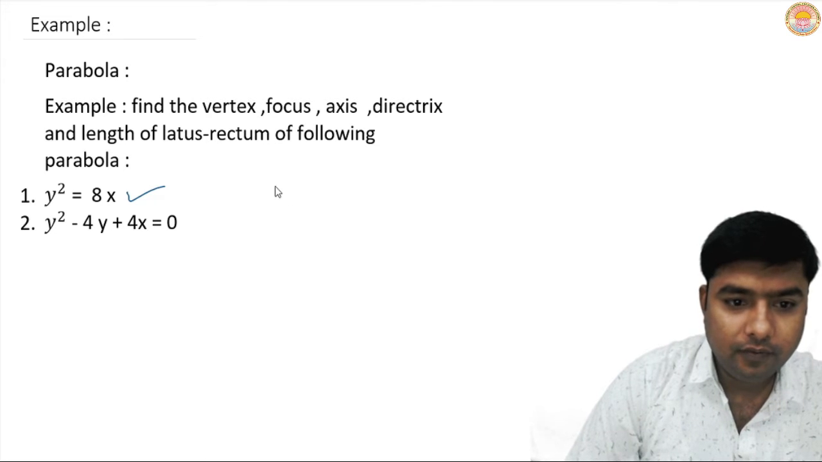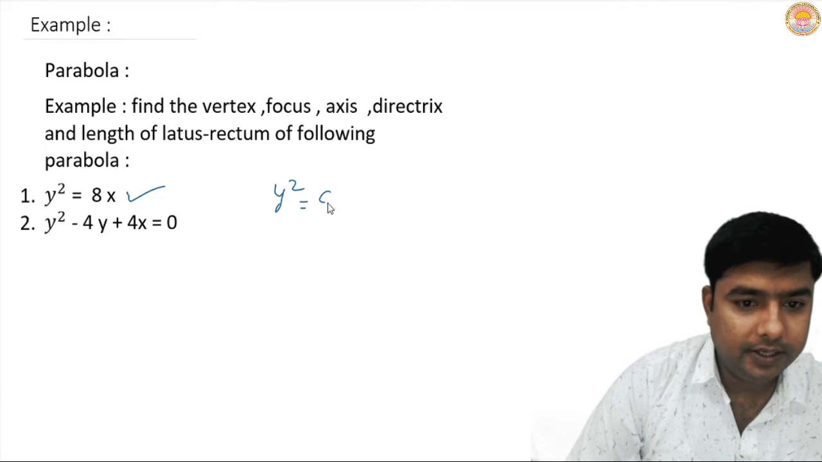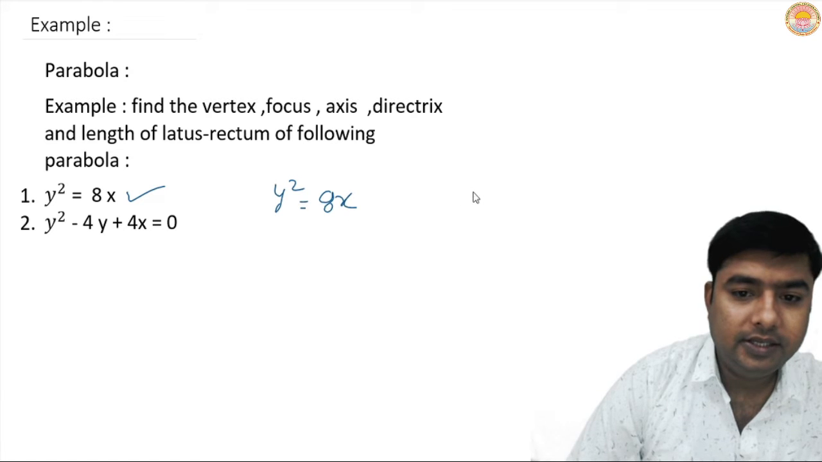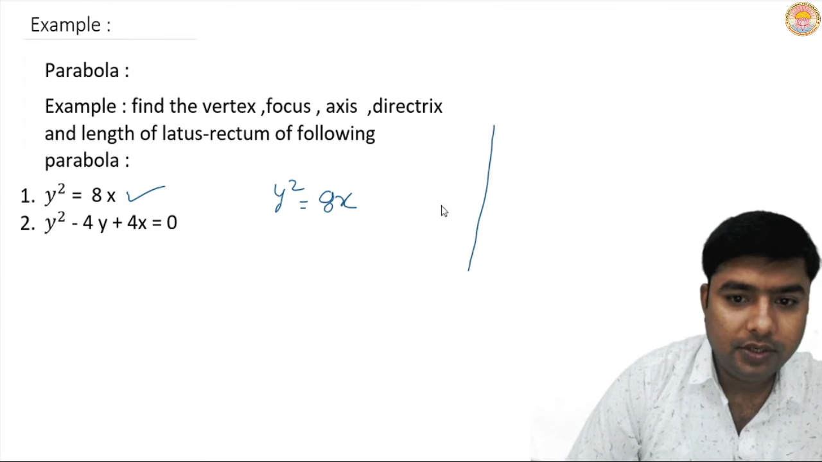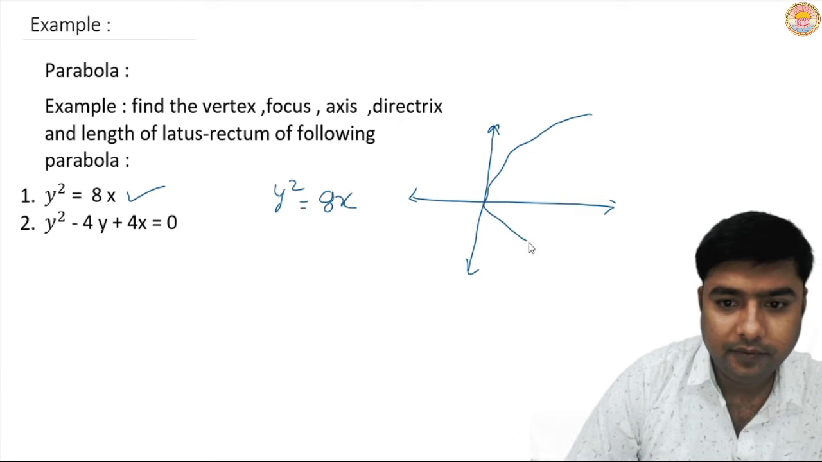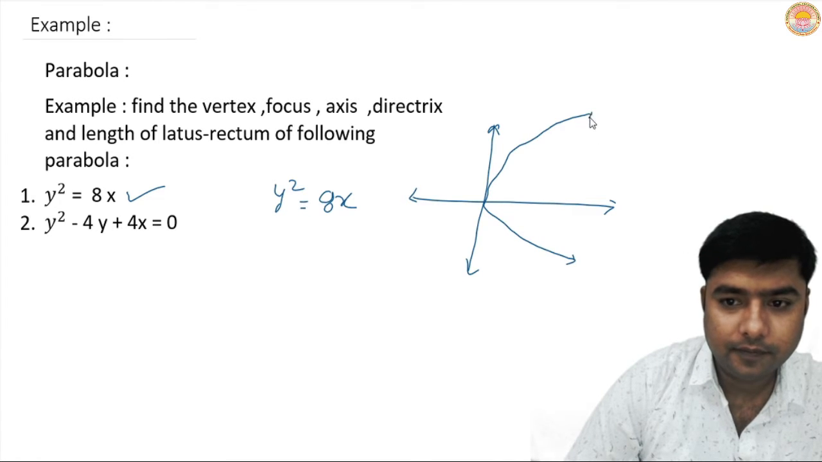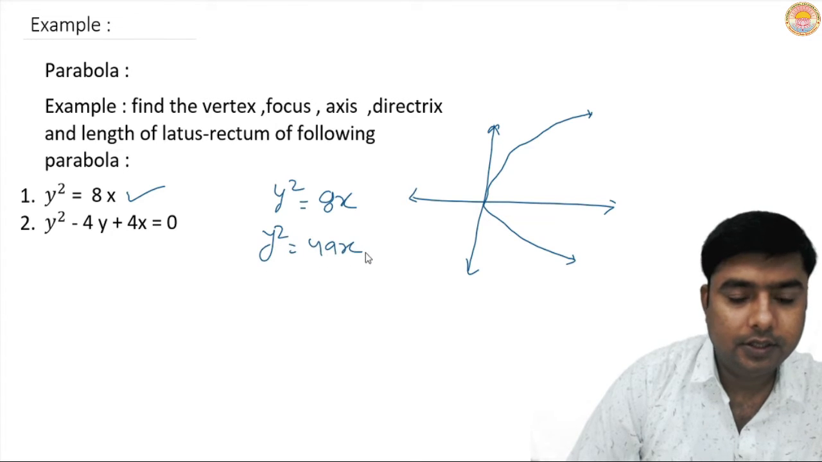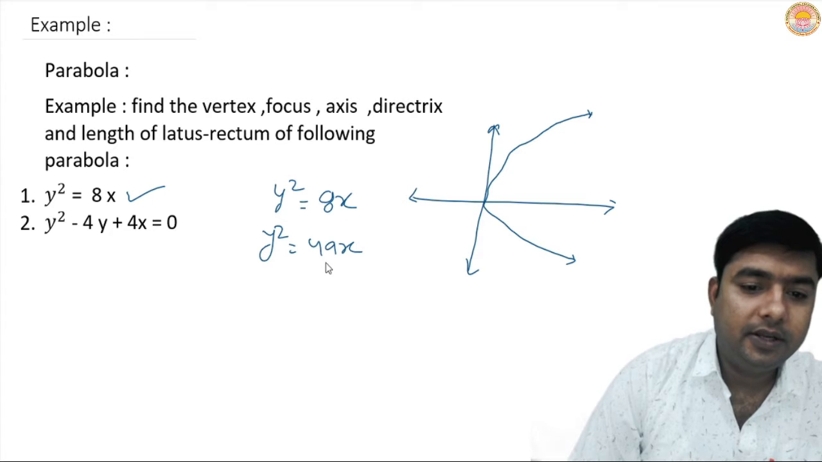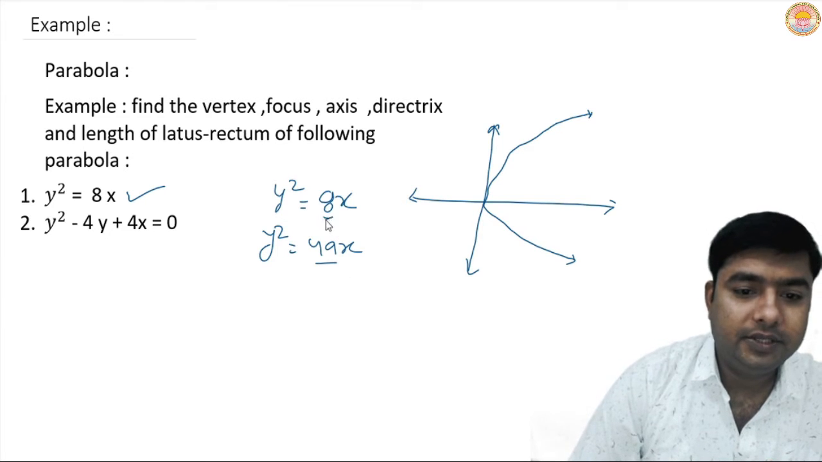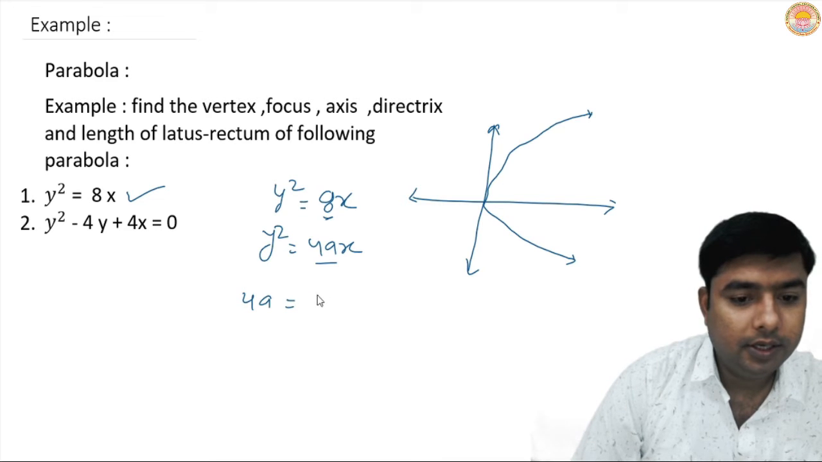This parabola is y square equals 8x. We know that y square equals 8x is a standard parabola, which is a right-handed parabola. So compare it with y square equals 4ax. The coefficient of x here is 4a and here the coefficient of x is 8. That's why 4a equals 8. It implies that a equals 2.